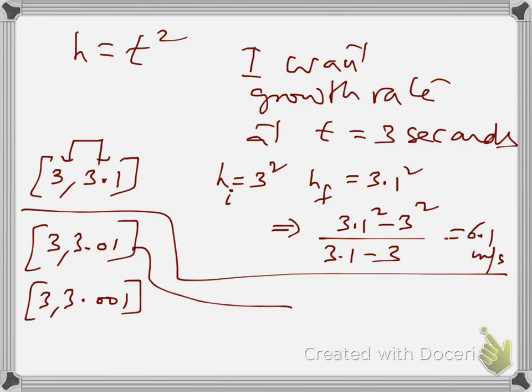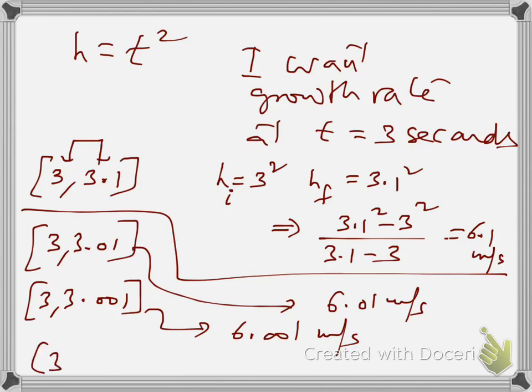From 3 to 3.01 you will get 6.01 meters per second. From 3 to 3.001 you will get 6.001 meters per second. So from 3 to 3 followed by many zeros and a 1, you will get 6 followed by many zeros and a 1 meters per second. So at 3 it will be 6 meters per second. That will be the growth rate. This is the final result: the growth rate at 3 seconds will be 6 meters per second.